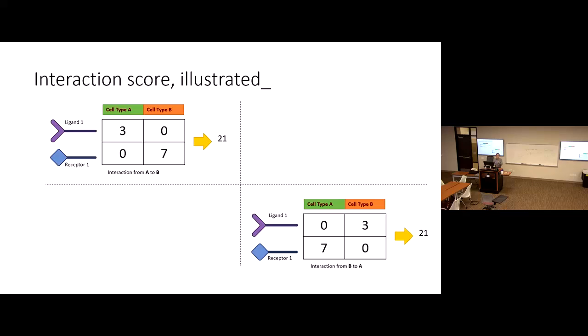You can also do the opposite direction. Say cell type B has a ligand expression level of 3, and the receptor is expressed highly in cell type A, so that direction will be from cell type B to A. So in this case you also have an interaction score of 21. Simple product of these two numbers.